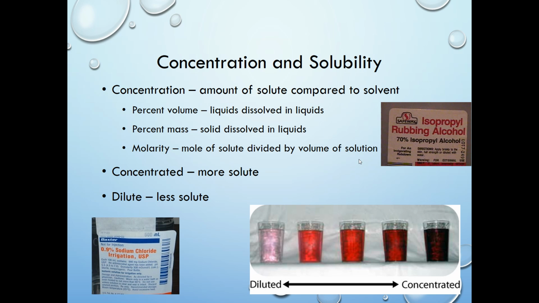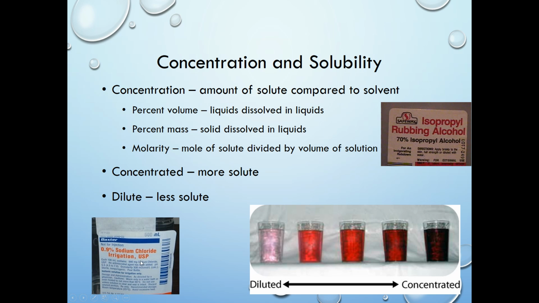Concentration is a measure of the amount of material that is dissolved, so the amount of solute compared to the amount of solvent. We have a couple of ways to represent this. Percent volume would be if you have a liquid dissolved in a liquid. For example, this isopropyl alcohol right here, 70% is isopropyl alcohol. That means that the other 30% is water.